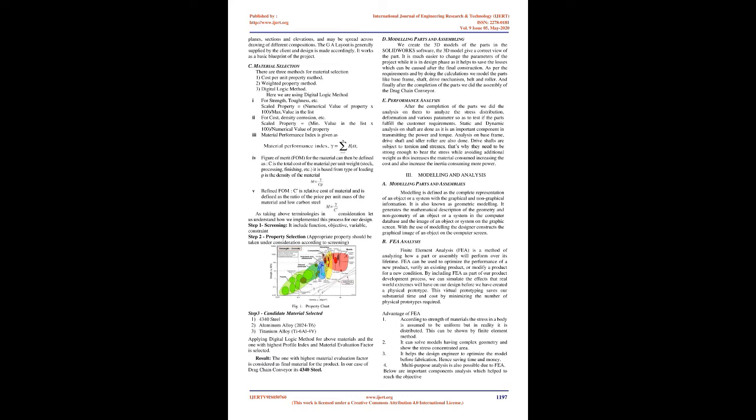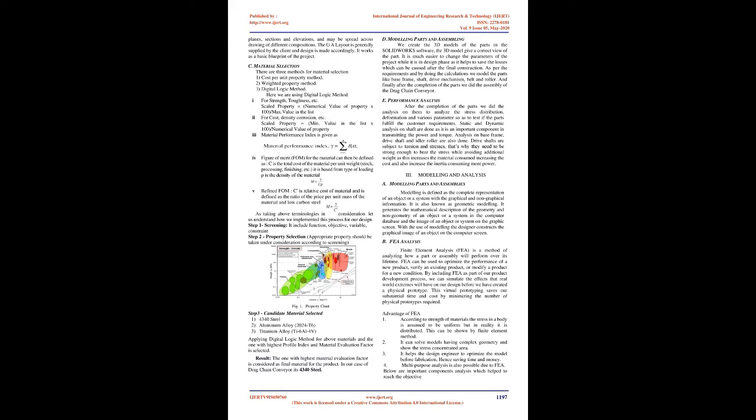3) Material performance index is given as... 4) Figure of merit, FOM, for the material can then be defined as... C is the total cost of the material per unit weight, including stock, processing, finishing, etc. The exponent is based on the type of loading. ρ is the density of the material. In the refined FOM, C is the relative cost of the material, defined as the ratio of the price per unit mass of the material and low carbon steel.